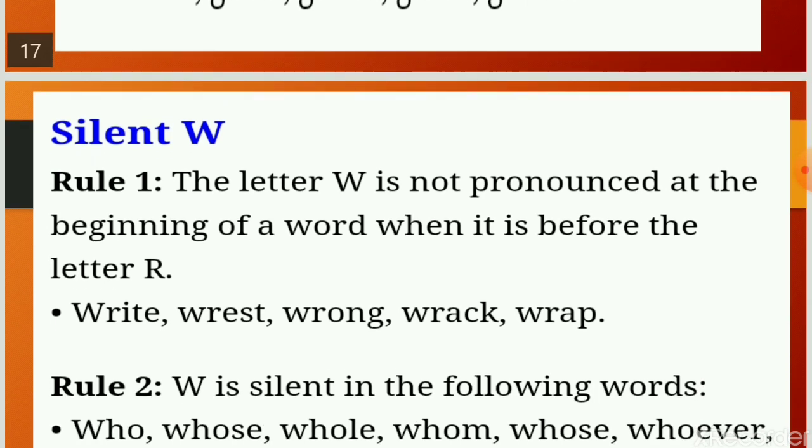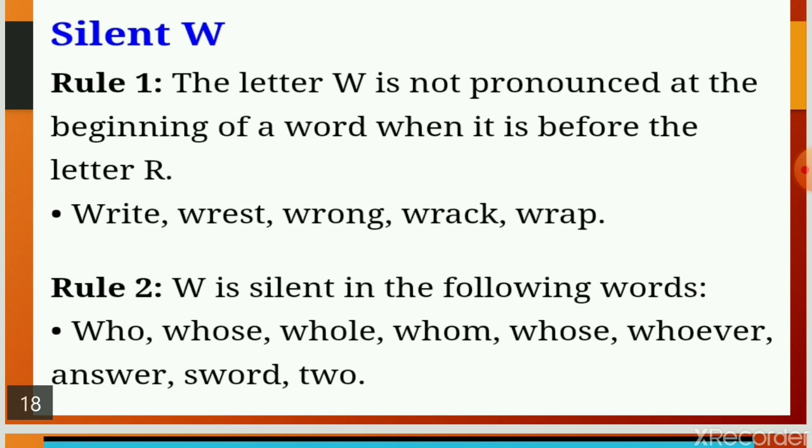Now silent W. The letter W is not pronounced at the beginning of a word when it is before the letter R.